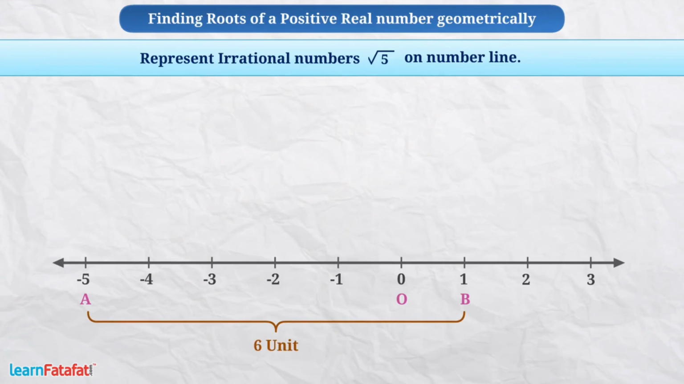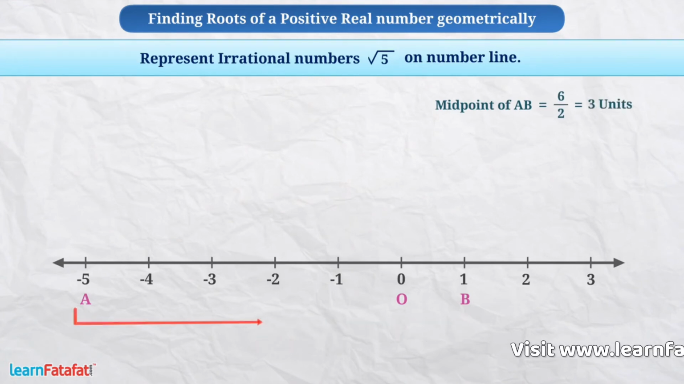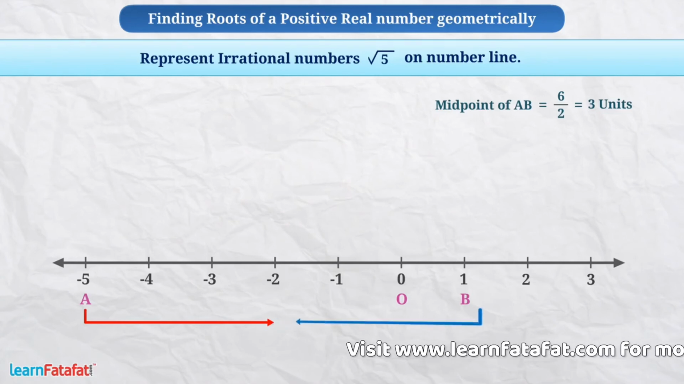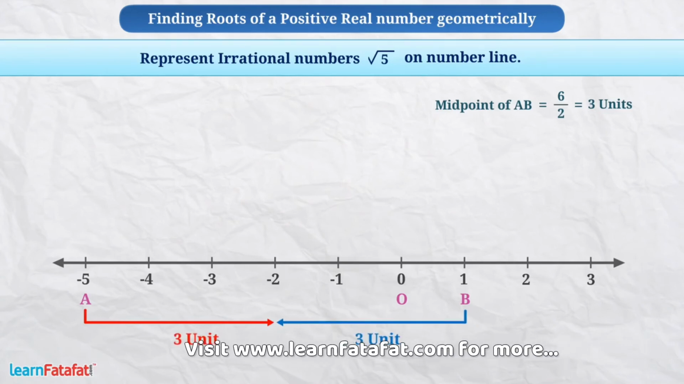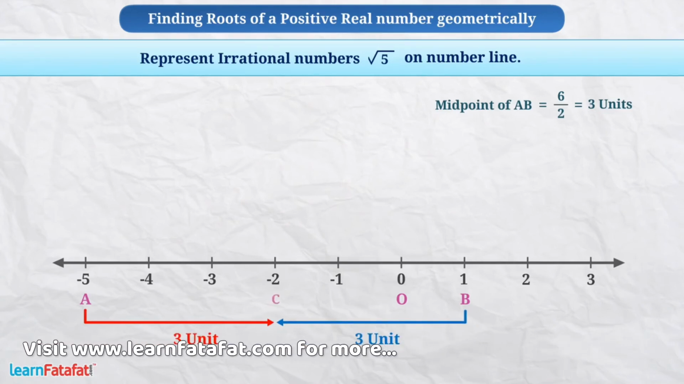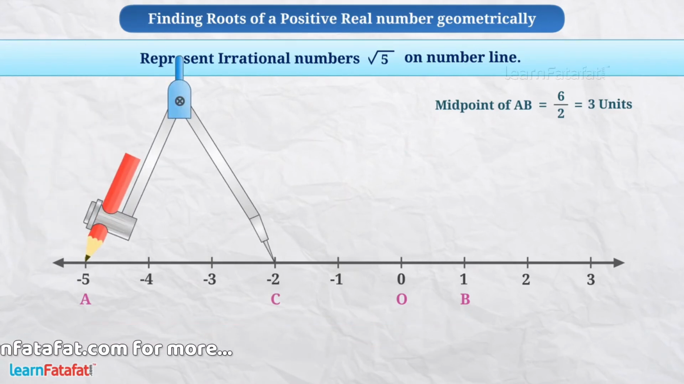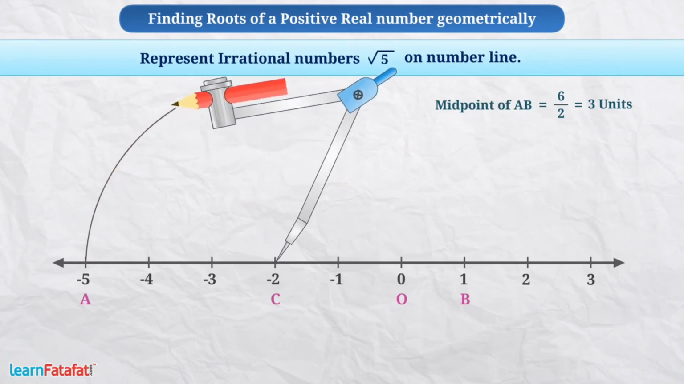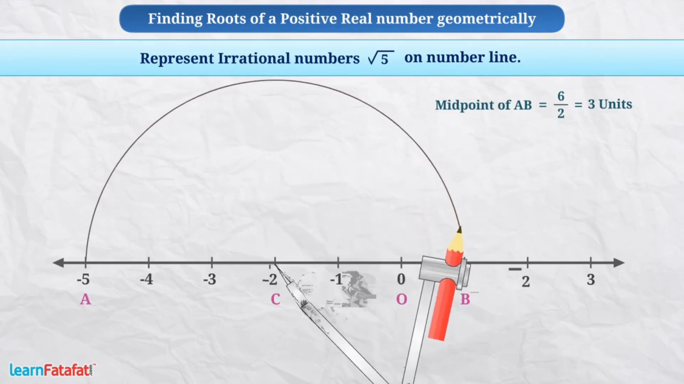Find the midpoint of AB. Midpoint of AB is half of 6 units, that is 3 units. Either from A towards right or from B towards left, count 3 units and mark point C. Take a compass. Considering C as center and AC as radius, draw a semicircle which meets at A and B.